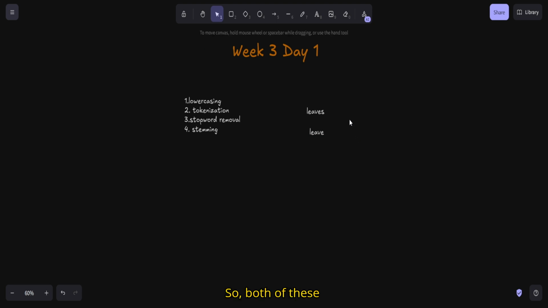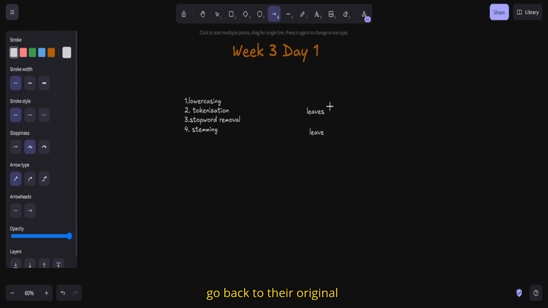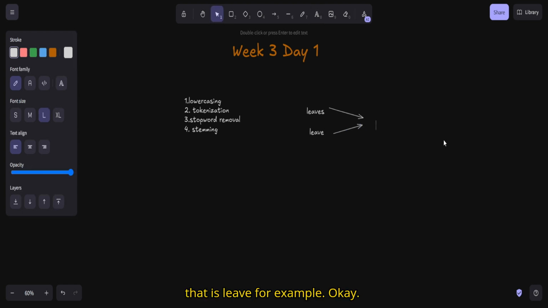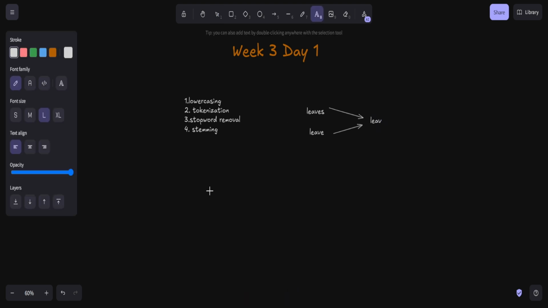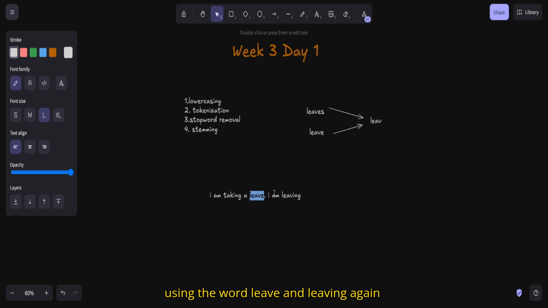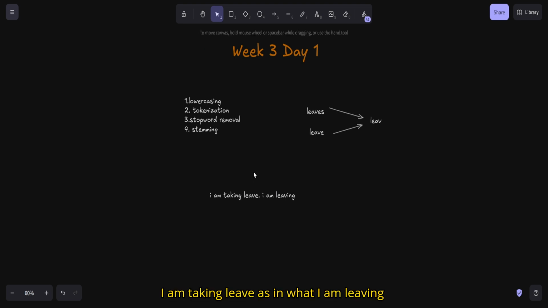So both of these go back to their original word etymology source, that is leave, for example. Okay, so what we do is that instead of having, let's say, "I am taking a leave," versus "I am leaving," we avoid using the word leave and leaving again, because they bring the same context here. That I am taking not a leave, I am taking leave, as in I am leaving the room, or I am leaving. So I am leaving the room. It's the same meaning, right?